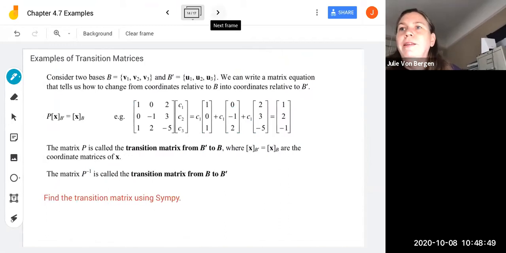Here's some more examples of transition matrices. So we are going to look at these in the next video.